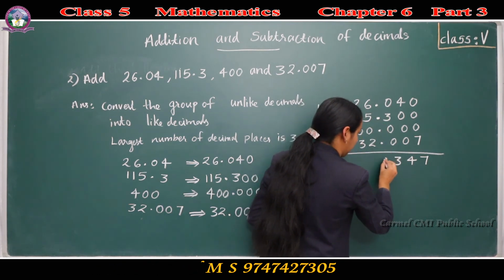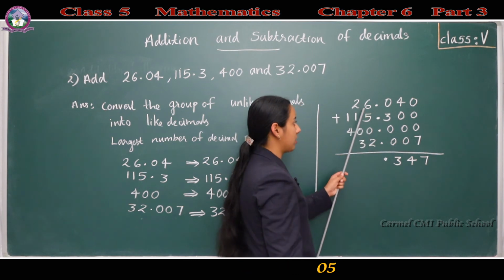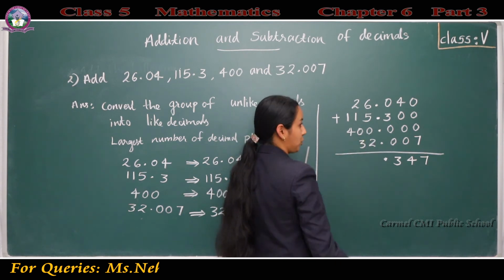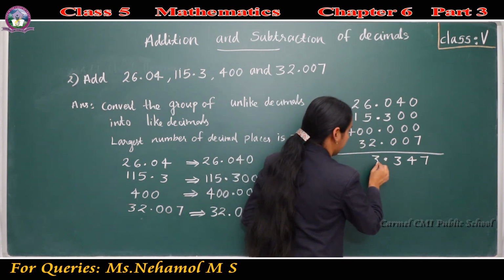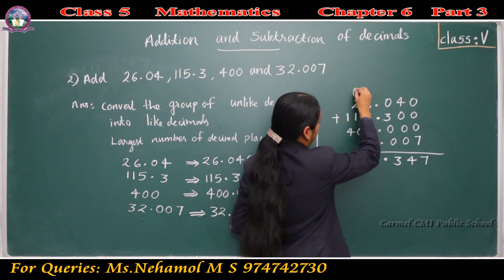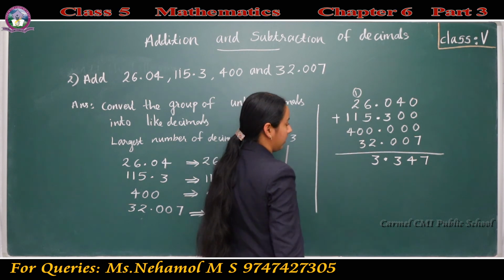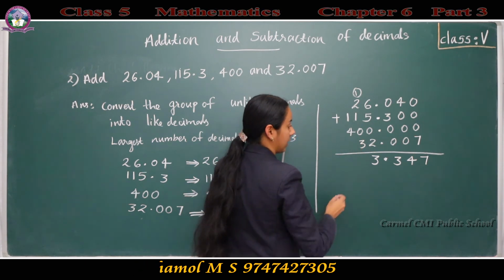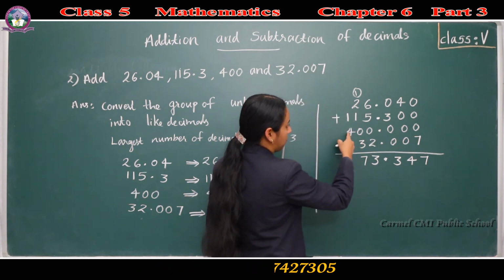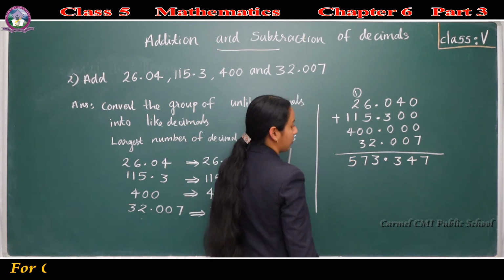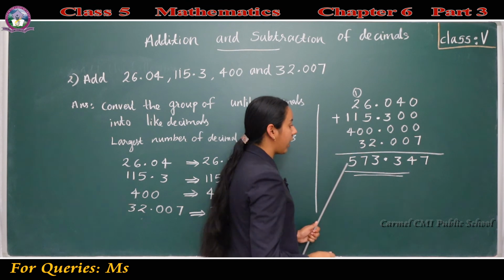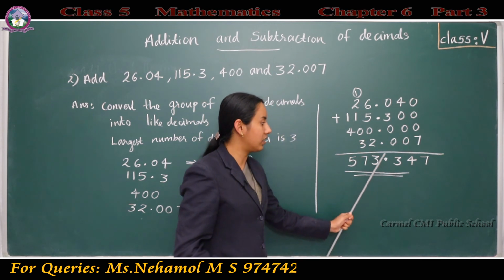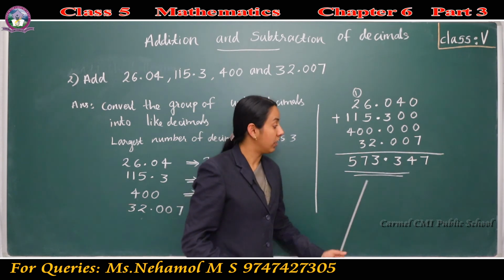Then we have to put the decimal point. Then 6 plus 5. 6 plus 5 is 11. 11 plus 0 is 11. 11 plus 2 is 13. 3 here, carry 1. Then 2 plus 1 is 3. 3 plus 1 is 4. 4 plus 3 is 7. Then 1 plus 4 is 5. So 573.347. 573.347 is the answer.